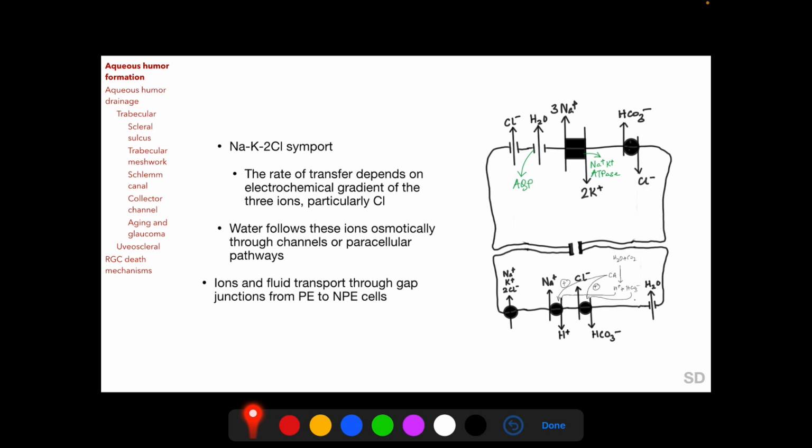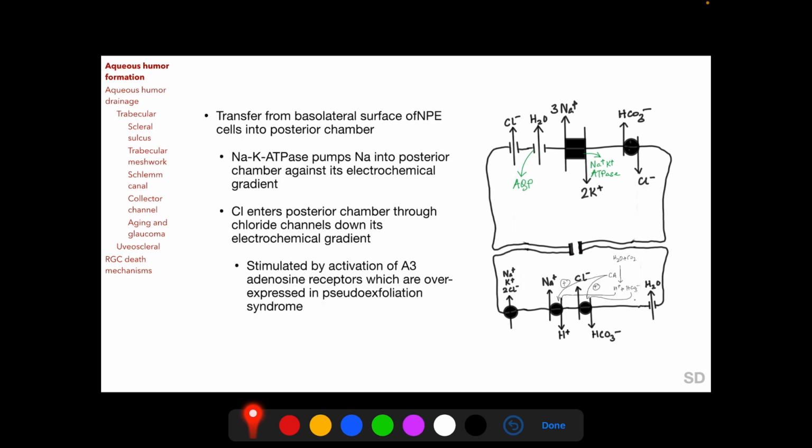In the second step, these ions and water are transferred from the pigment epithelial cell to the non-pigmented epithelial cell via gap junctions made up of connexin proteins. In the third step, these ions and water are transferred from the non-pigmented epithelial cell to the aqueous humor, and here the sodium-potassium ATPase pump plays a major role.